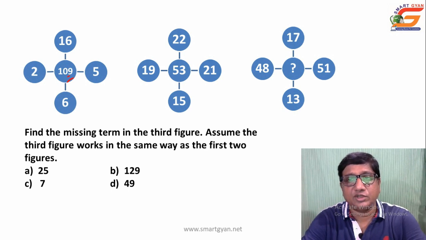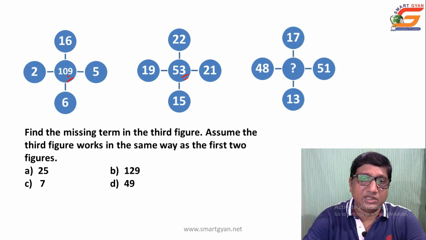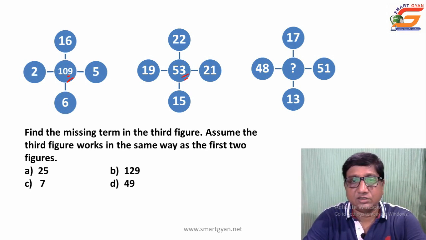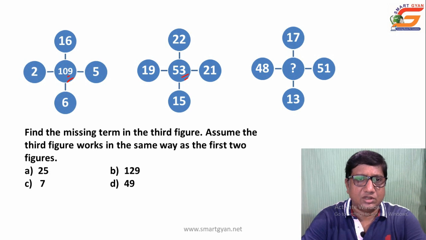Same way, if you think of multiplying 16 into 6, then for this figure 22 into 15 will be quite a greater figure than 53. So multiplication is not possible between these opposite outside circles. Yes, it is not possible that the central figure is the result of the product of exterior figures or opposite exterior figures. So then how to proceed?